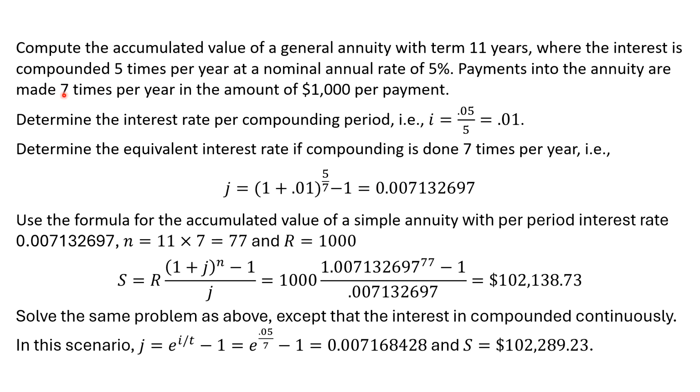Now we have everything under the periods 7 times per year, so we can use our formula for simple annuity. We have the interest rate is the number we just computed here. The N, it's 11 years, 7 times per year now, so it's 77. The amount is 1,000. Then we have our formula for a simple annuity. We plug in all the numbers, and we get $200,138.73.